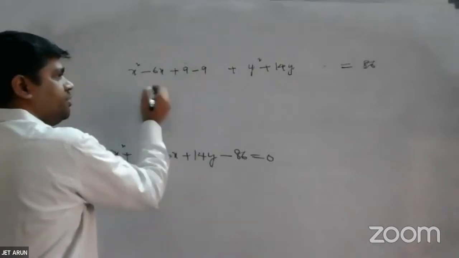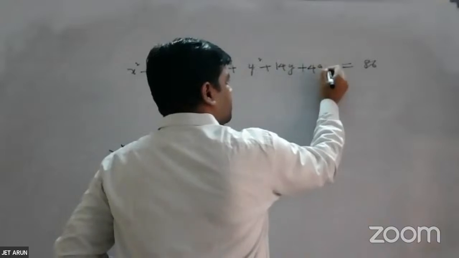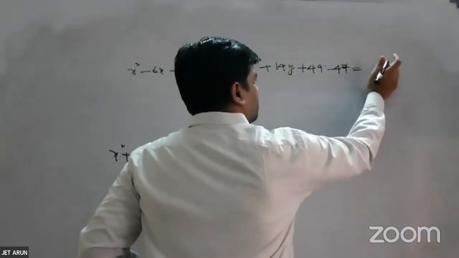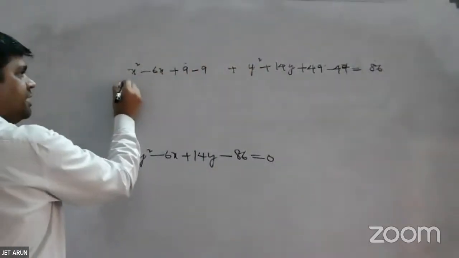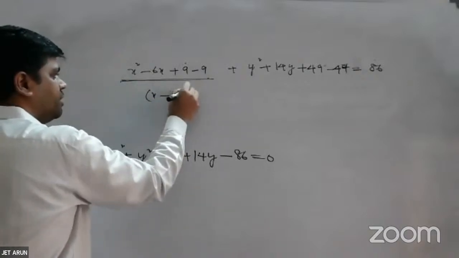Why am I doing that? To understand. Here I'll add and subtract 9. Why am I selecting 9 itself? So that I can write this as x minus 3 whole square.